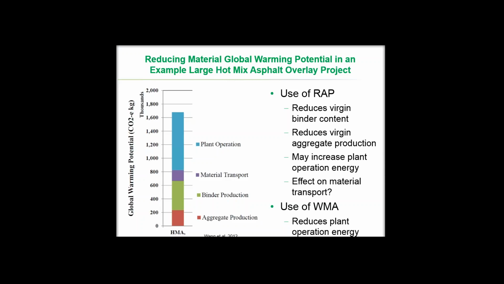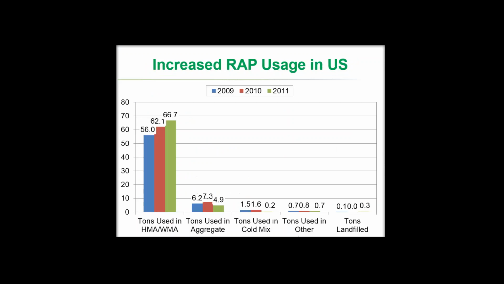We can see that the next biggest category is aggregate production. And again, RAP can help us reduce the amount of virgin aggregate that we're using. We may have a slight increase in plant operation energy from using the RAP, but in general, we're going to get a net benefit from that. As Tom talked about, one of the things to consider is, am I having to haul that RAP from a long distance away using trucks? So these are some of the considerations, but in general, for most examples, using the RAP is going to help us with a number of these different categories of impact, and the warm mix is going to do the same.